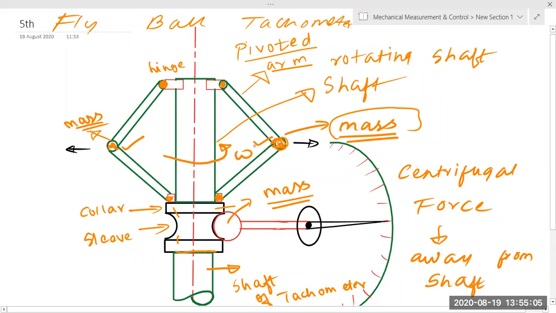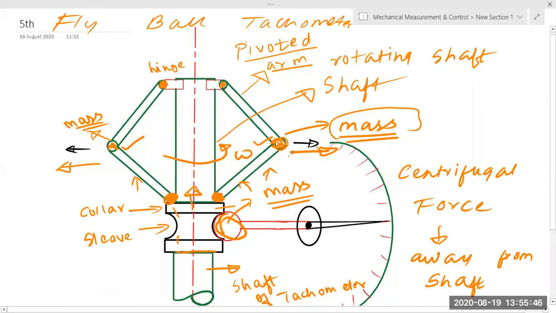So suppose this mass is moving in this direction, and this mass is moving in this direction. If you look at this, this is hinged. I have already told you this is a hinge, this is also a hinge. So what will happen? This arm will move in the upward direction. I hope everyone can see. When this arm moves in the upper direction, automatically this collar will also move in the upper direction. When this collar moves upward, there is some mass attached to this side.